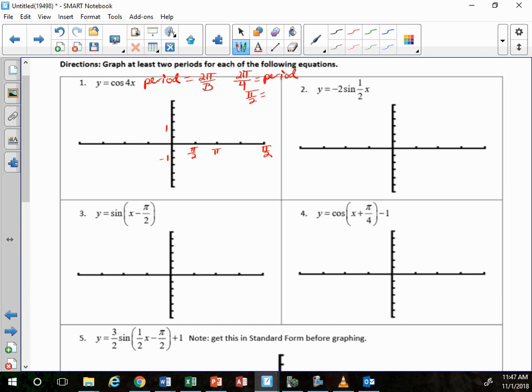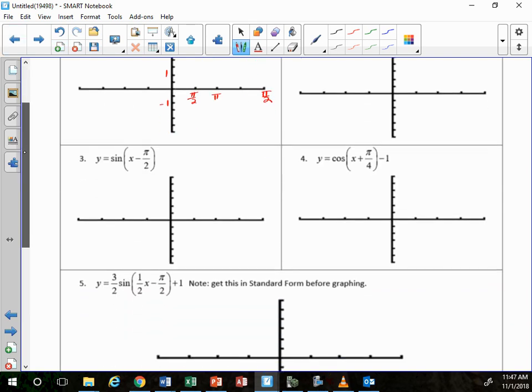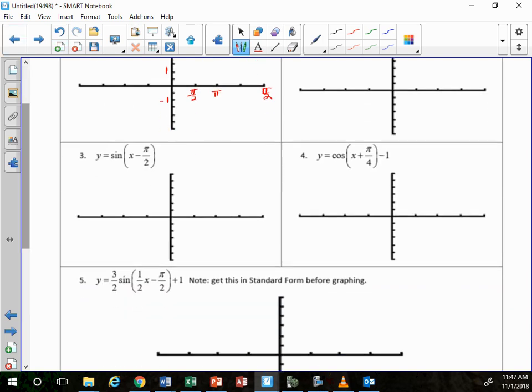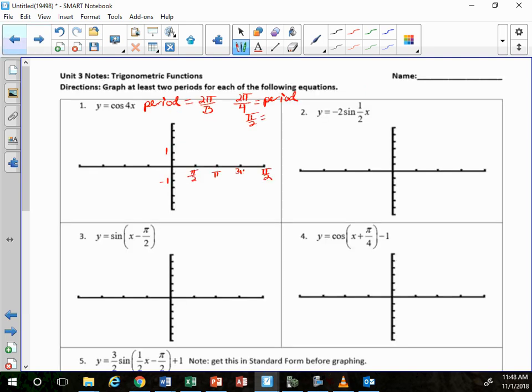Pi over 3. All right, guys, let's do some fractions. It was 3 pi over 2, right? I am dividing by 4. Oh, 3 pi over 8. Okay. 3 pi over 8, right? Okay. We can do this. Look at that. All right, what is pi going to become? Pi over 4? Right. What do you think pi over 2 is going to be?